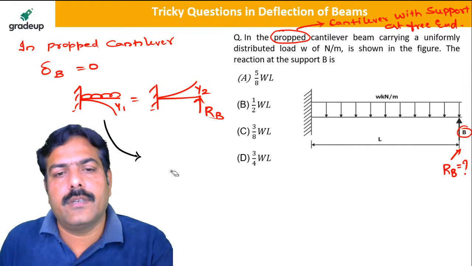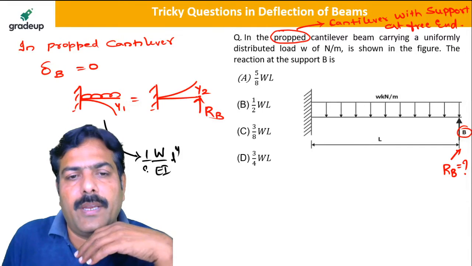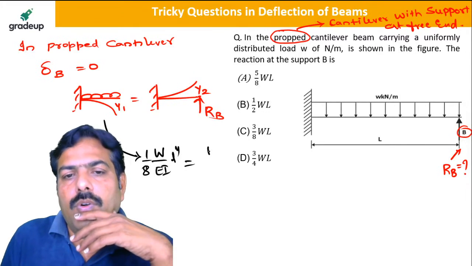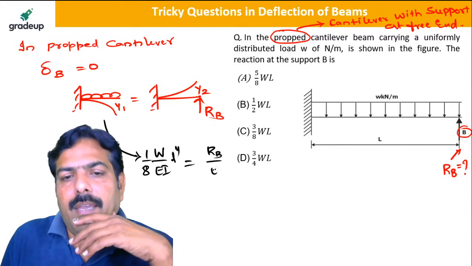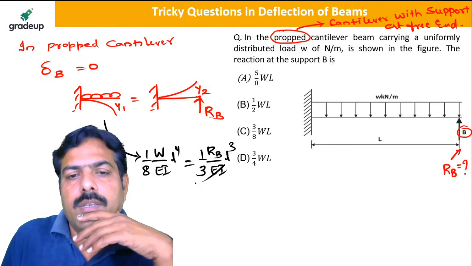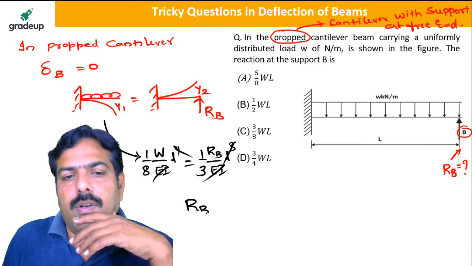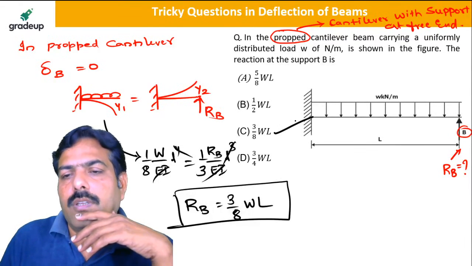So I will just recall back. W by EI is common. Since UDL it is L power 4 and it is 1 by 8, that is equal to RB divided by EI. Since it is point load, L cube and this is 1 by 3. So EI gets cancelled, L cube gets cancelled. So RB is equal to 3 by 8 into W into L is the answer for this question. So the right answer is C.